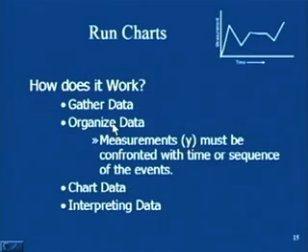How does it work? It is very simple. As I earlier mentioned, first gather the data, organize the data, with measurement on the y axis, and the x axis must be time or sequence of the event. It is not always necessary that the x axis should be time; it can mean the first observation, second observation, third observation, fourth. So, we can write down the order of the observations, then chart the data and go for the interpretation of the data.